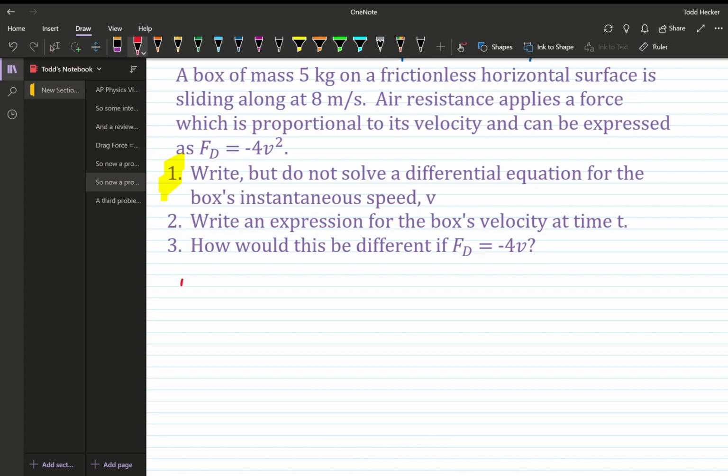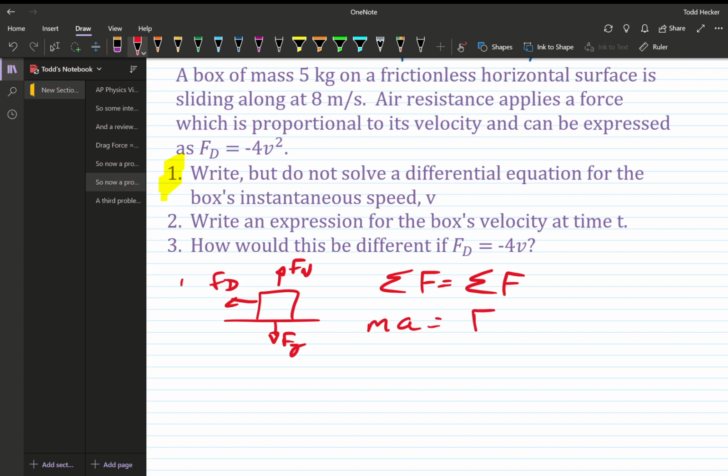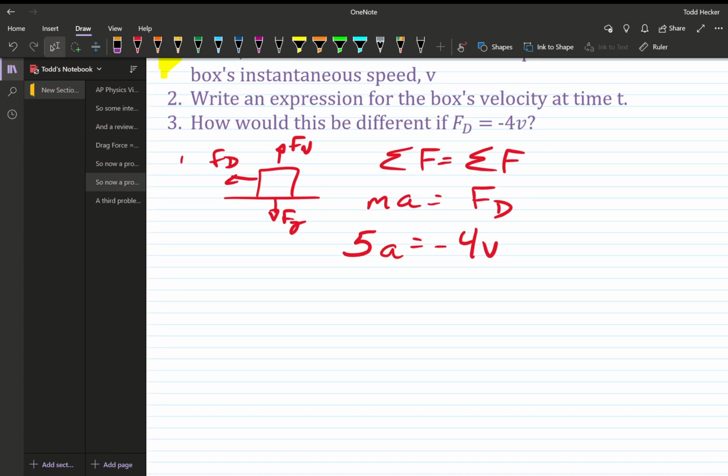So for number 1, we're going to make our free body diagram. You're going to have your gravity, your normal force, and your drag force. Net force equals net force becomes mass times acceleration equals drag force. Substitute your numbers in: 5a equals, now my drag force is -4v, instead of 4v squared. Then I substitute, and this becomes 5 dv dt equals -4v. That's my differential equation.